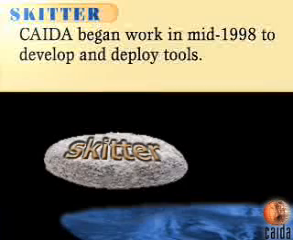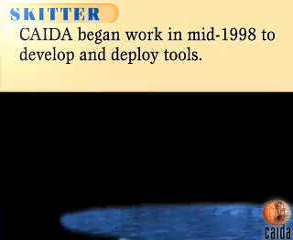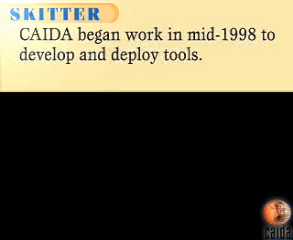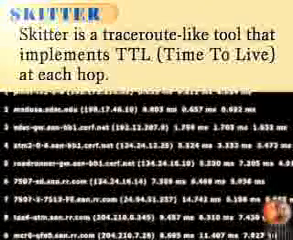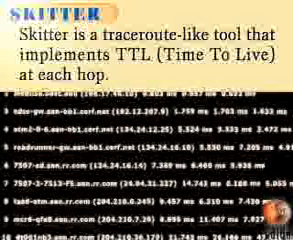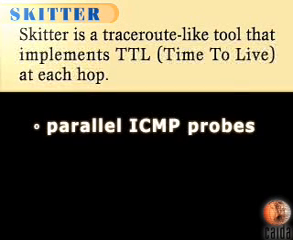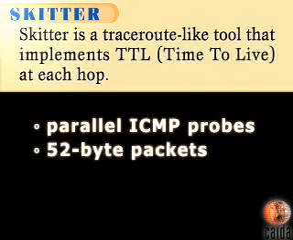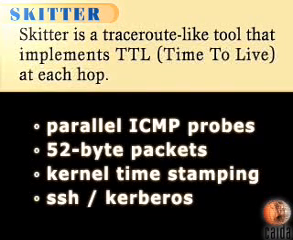SKITTER got its name from skipping flat stones across water, also called skitters. SKITTER is a traceroute-like tool that implements TTL, or time to live, at each hop. SKITTER's architecture is based on parallel ICMP probes, 52-byte packets, kernel time stamping, and SSH or Kerberos.